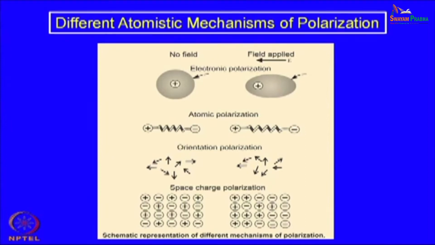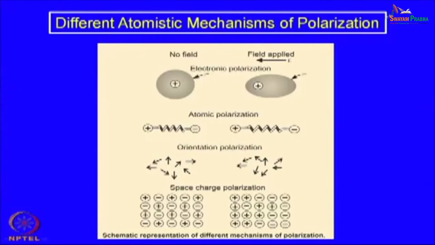Dipoles, as you can understand, are nothing but two charges, one positive charge and another negative charge, separated by a distance. So, the center of positive charge and the center of negative charge must not coincide. Initially in a solid or a liquid, the center of positive charge and the center of negative charge normally coincide, and therefore, there is no net distance of separation. So, dipole moment is 0, that is the normal concept.